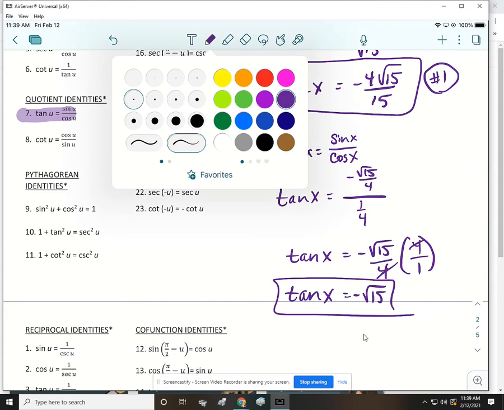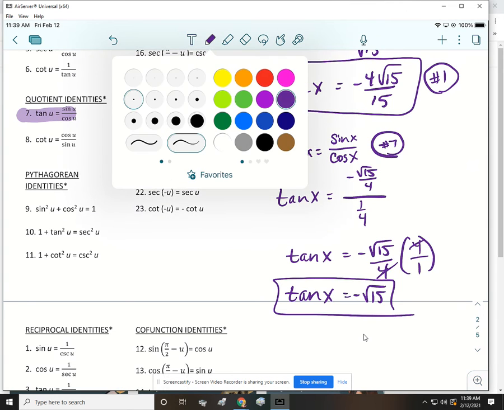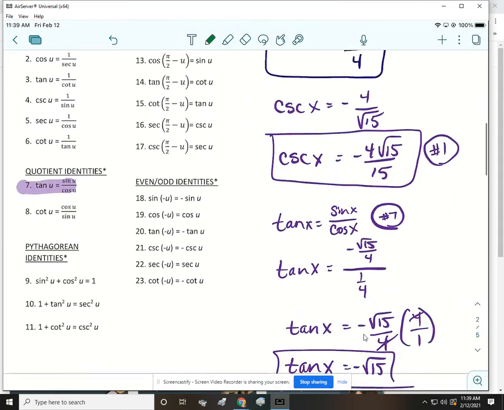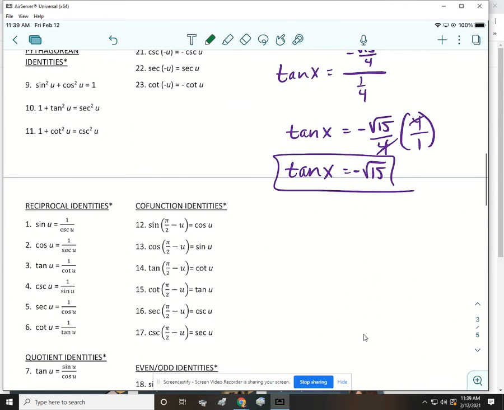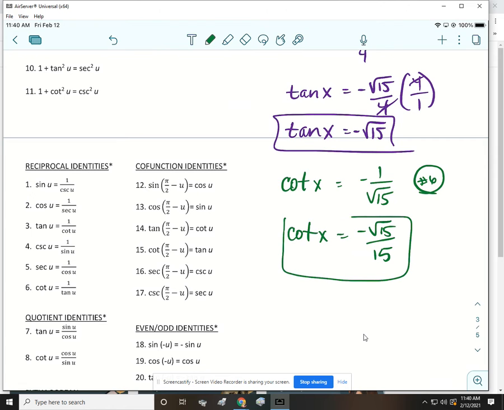So I think I've almost found all of them. Oh, let me label that one. That one was number 7. All right, so I found a new one and I've found 4. There's one more to find, and it's cotangent. It's going to be the reciprocal of the tangent, and that's according to number 6. So that would mean cotangent of x is negative square root of 15/15.